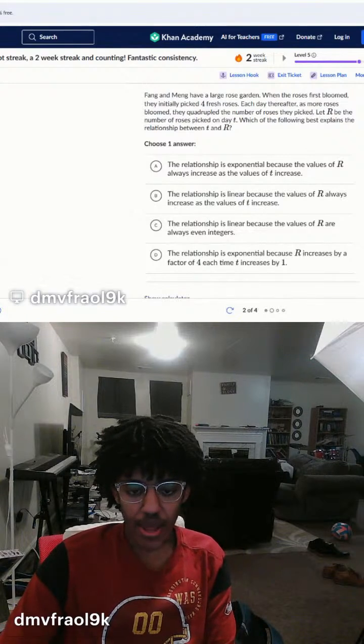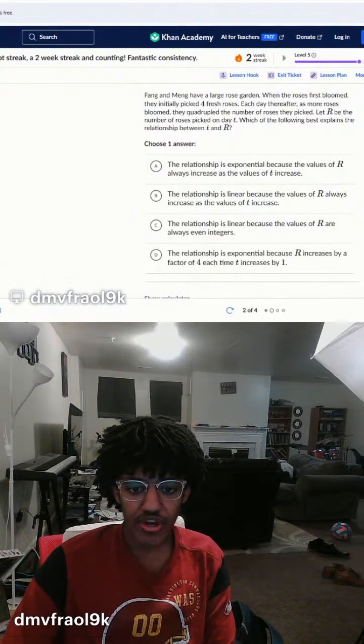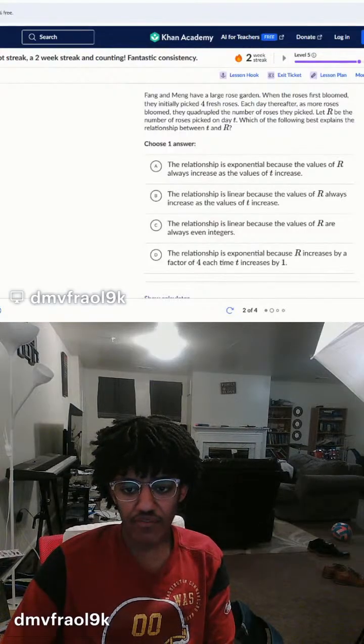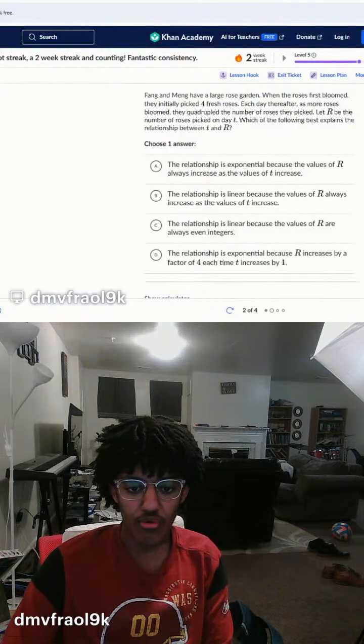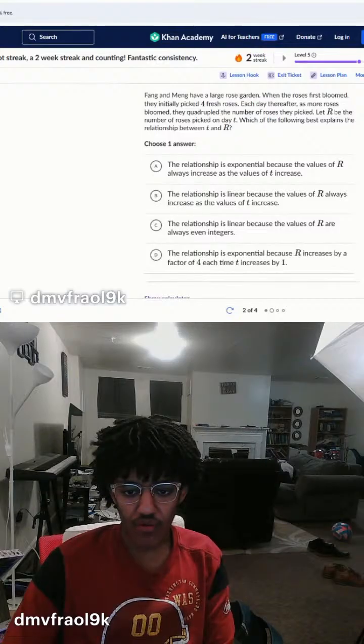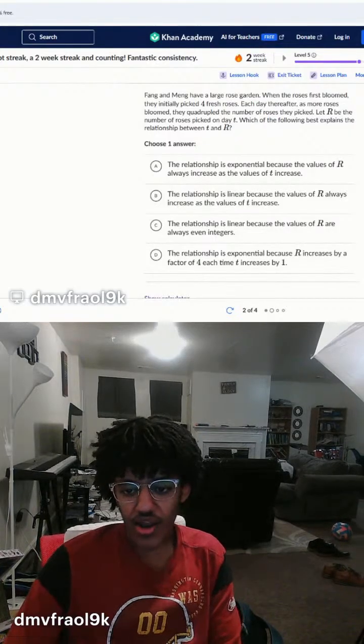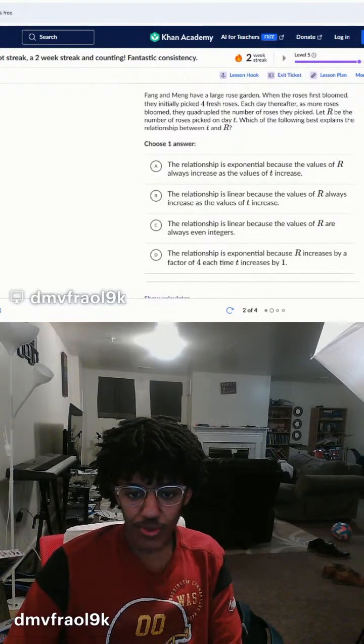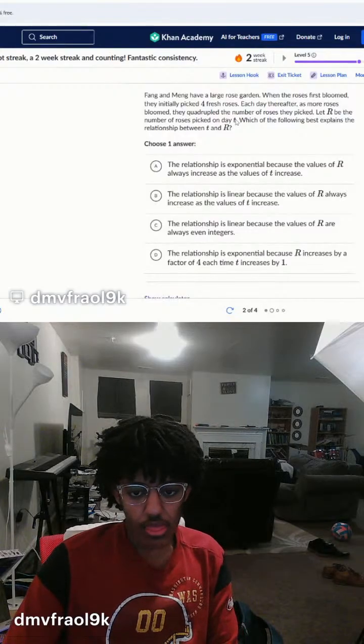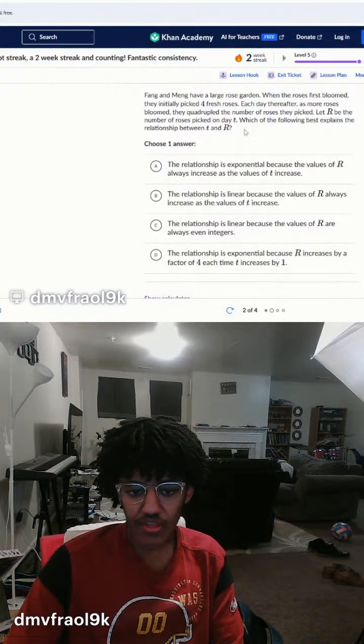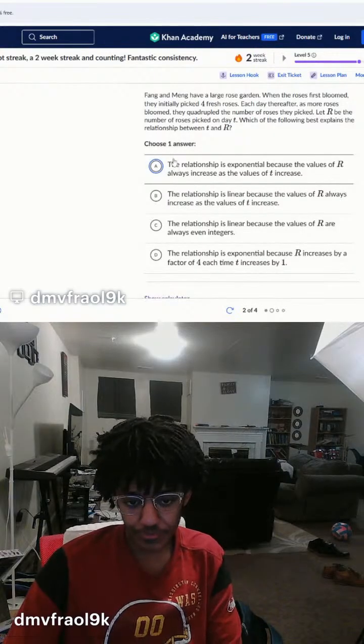Frank and Mang have a large rose garden. When the roses first bloomed, they initially picked 4 fresh roses. Each day thereafter, more roses bloomed. They quadrupled the number of roses they picked. Let R mean the number of roses picked on day T. Which of the following best explains the relationship between T and R?